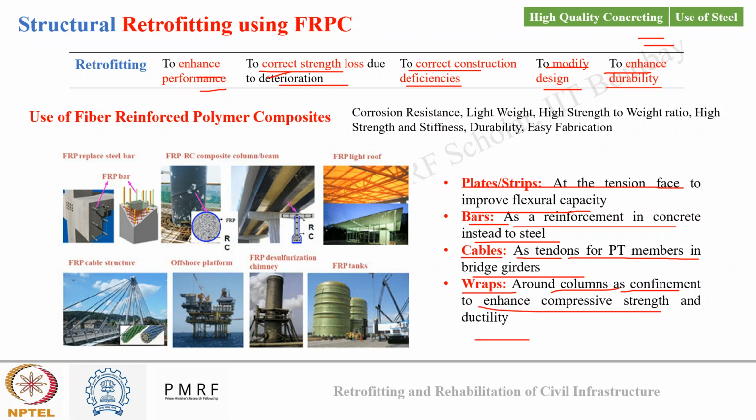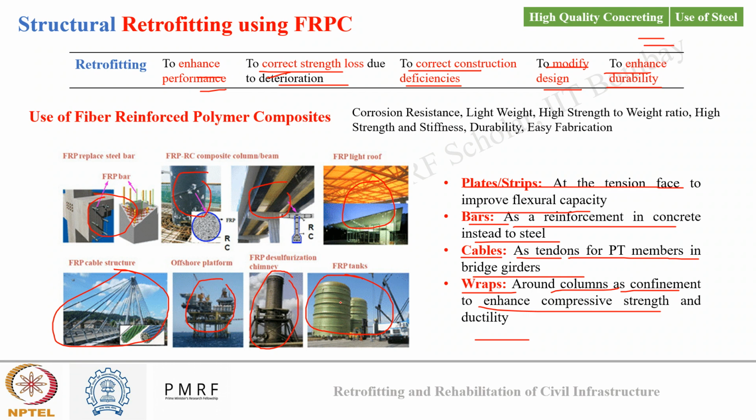In the image also we can see a few such examples. Here FRP bars are used, here FRP wrapping has been done on the column, here FRP sheets are used in the flexural zone, here the roof was created using FRP since it is lightweight, and here FRP cables were used in a bridge. In offshore platforms also FRP was used, in chimneys also FRP was used, and for manufacturing tanks also FRP was used.